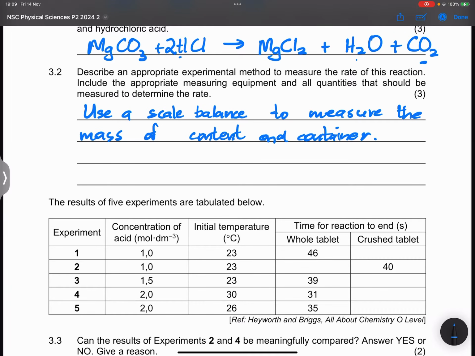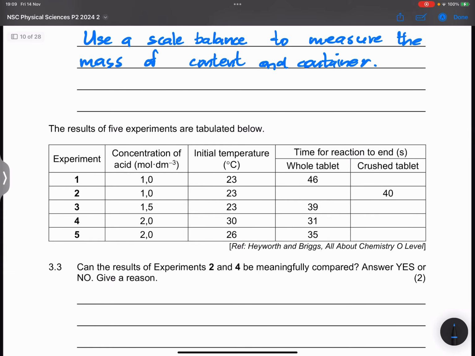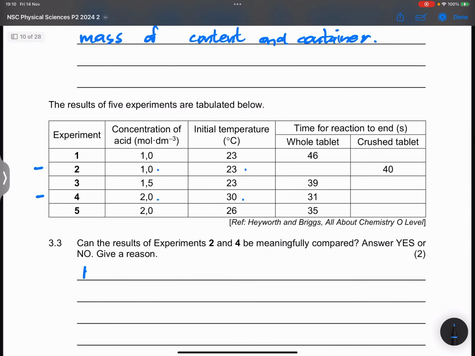Right, now the next question says, the result of 5 experiments are tabulated. Okay, so there it is. They say, can the results of experiment 2 and 4 be meaningfully compared? Answer yes or no. So we're comparing 2 with 4. So let's see, concentrations are different. But can you see this? Temperatures are also different, right? So now the answer is no.